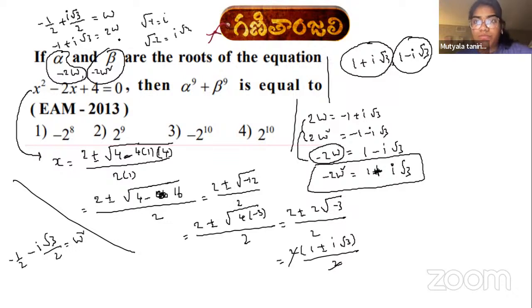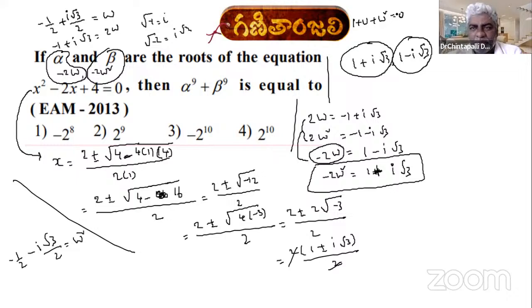Students, do you remember the concepts that 1 plus omega plus omega square is equal to 0, and omega cube is equal to 1? What is alpha here? Clearly, alpha is equal to negative 2 omega.